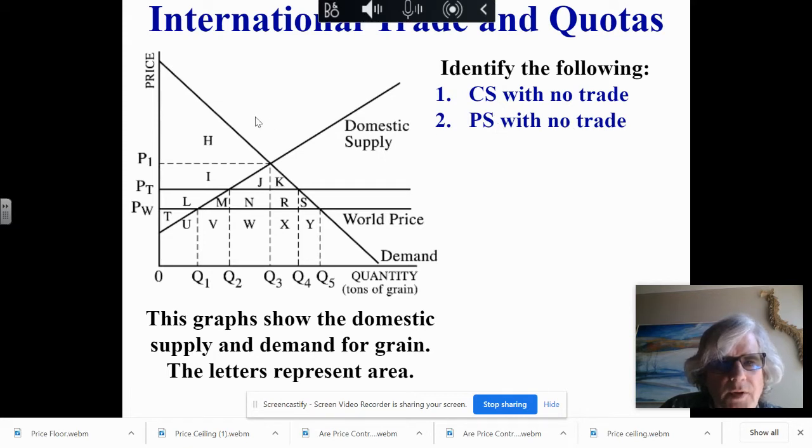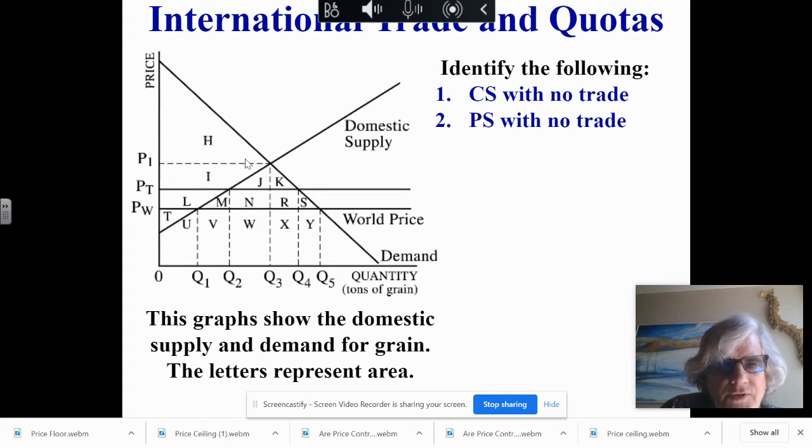So consumer surplus with no trade. Here is domestic supply on this line, and then you've got domestic demand down here. Here is the equilibrium price, it's at P1, and Q3 is the equilibrium quantity. Now, this is for no trade. So the consumer surplus with no trade would be P1 to equilibrium all the way up to the price, so it would be H.